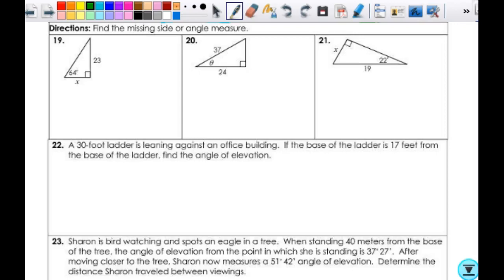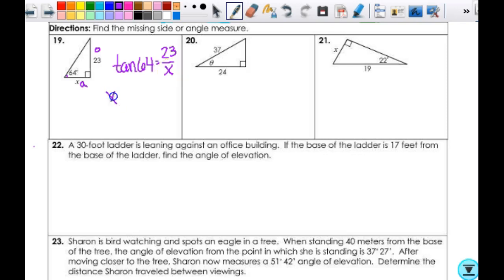Okay, number 19. This is just right triangle trig. Don't go doing anything weird here. This is my angle, so this is opposite, this is adjacent, which means this is tangent. So the tangent of 64 is equal to the opposite, which is 23, over the adjacent, which is x.